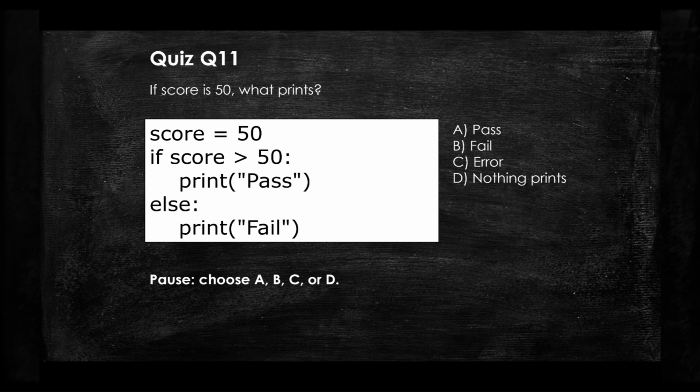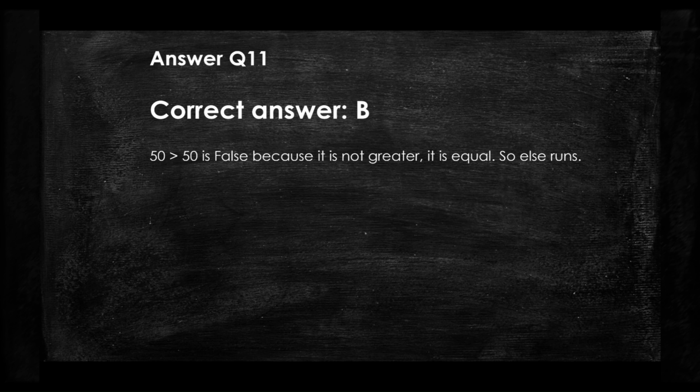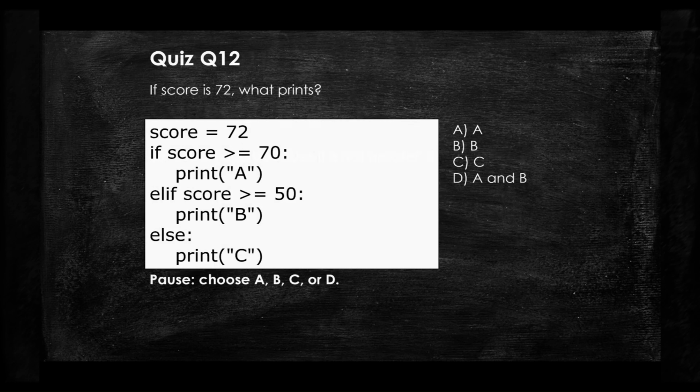Question 11. If score is 50, what prints? The correct answer is B. 50 greater than 50 is false because it's not greater, it's equal. So the else runs.